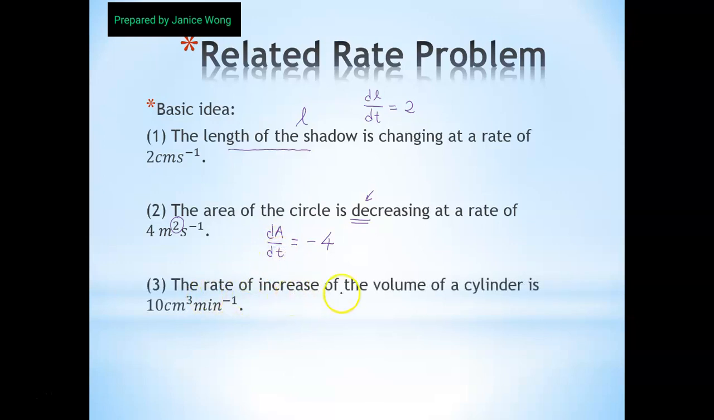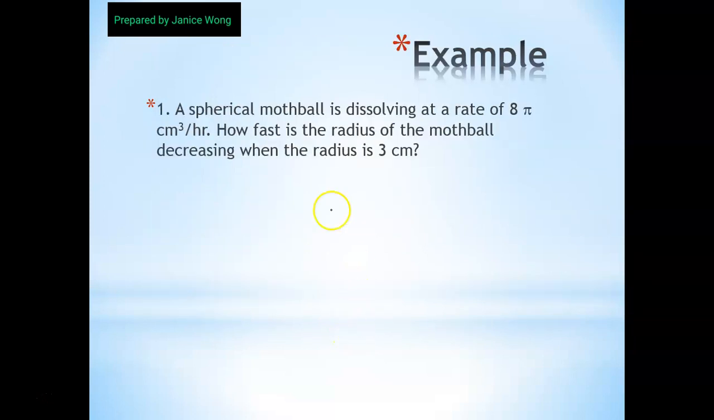The rate of increase of the volume of a cylinder is 10 cm cubed per minute. Cm cubed indicates that it is volume, per minute indicates that the time unit is in minutes. The rate of increase of the volume means we are talking about the change of the volume, so it is dV over dt equals, because it is increasing, so it must be of positive sign, 10 cm cubed per minute. So I hope you know how to interpret the information given by the question and convert it to mathematical form first. Let's see the example.